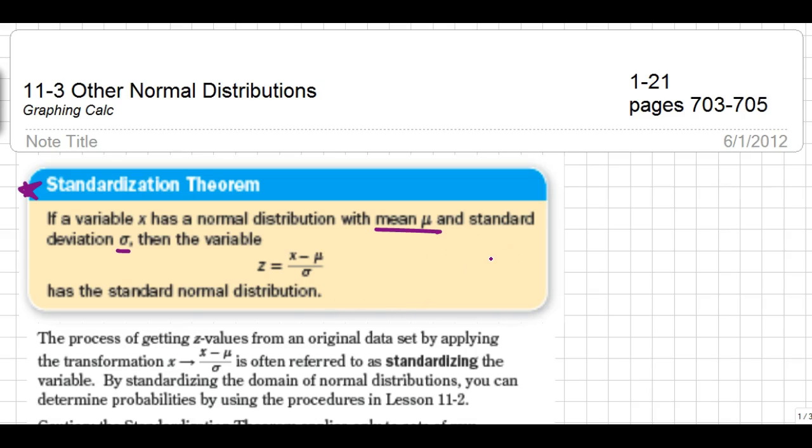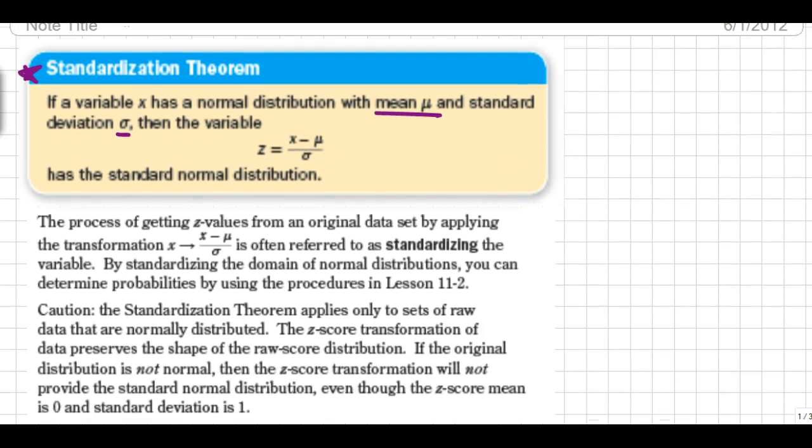Some other information about the standardization theorem: the process of getting a z-value from the original data is basically you're applying a transformation of the original data onto a z-score. That process is referred to as standardizing or standardization. So if students are familiar with a standardized test, it's because your scores have been converted into a z-score and put into a standard normal curve.